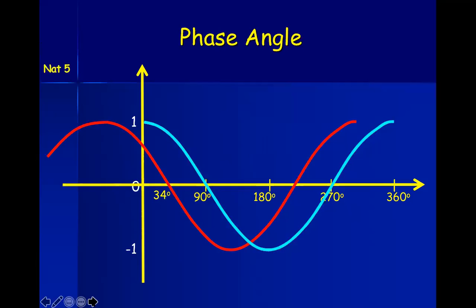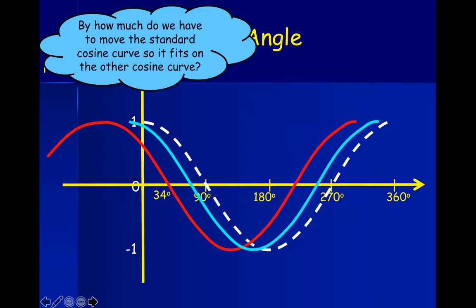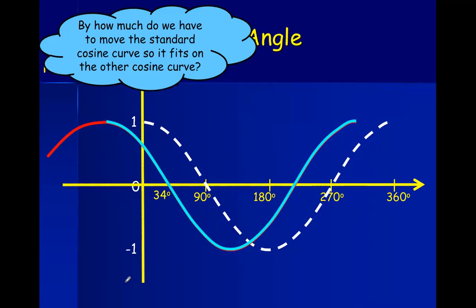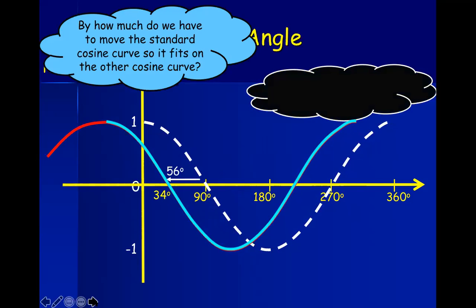This time we went to the left. So you can see the normal cos has been moved to the left. That means it's going to be plus. So by how much? It's between 90 and 34. It's 56 degrees. To the left, plus 56.